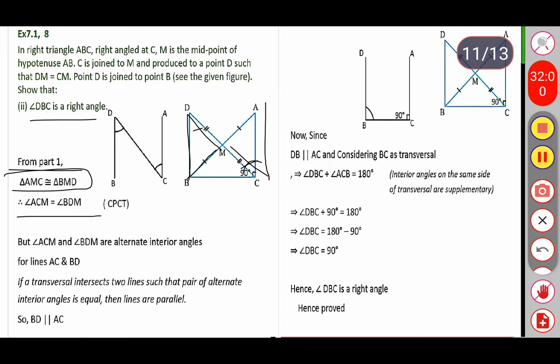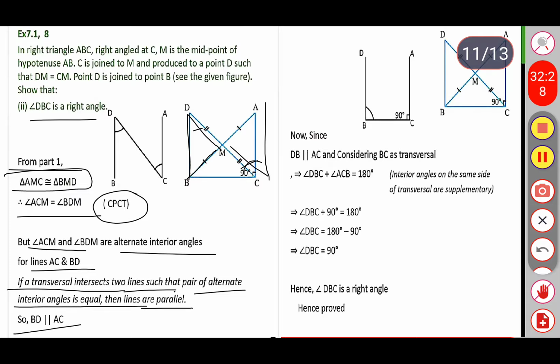Okay, here angle ACM and angle BDM are alternate interior angles for lines AC and BD. If a transversal intersects two lines such that a pair of alternate interior angles is equal, then the lines are parallel. Therefore, BD is parallel to AC. These two are parallel, and CD acts like a transversal.